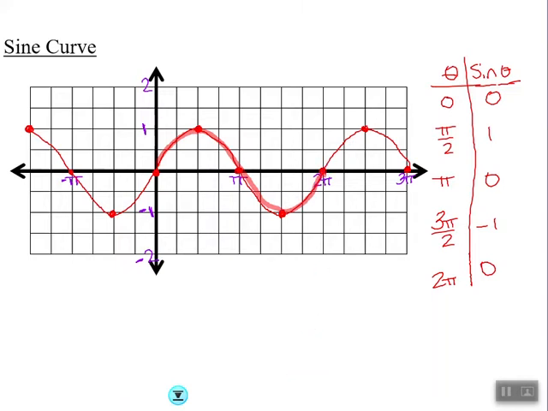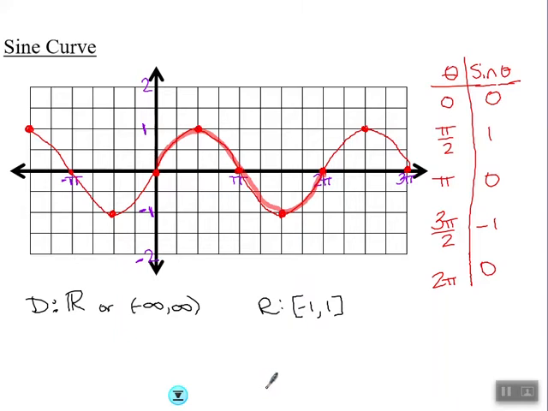Now let's take a look at the domain and range of this function. Since we said that this pattern can continue on forever, both to the left and the right, that means our domain is all real numbers or negative infinity to infinity. Our range, if you look here, the lowest that the graph goes is -1, the highest that the graph goes is +1. So our range is -1 to +1.